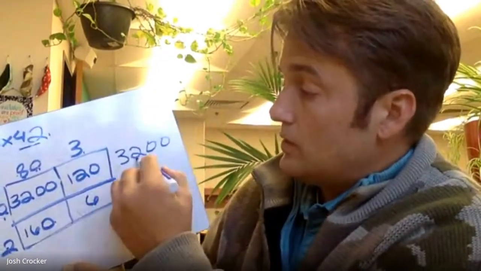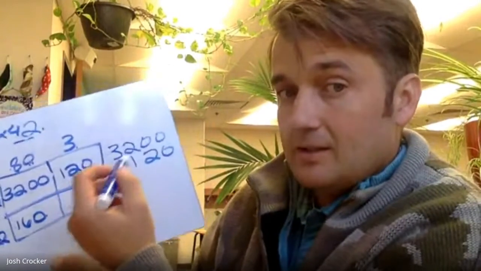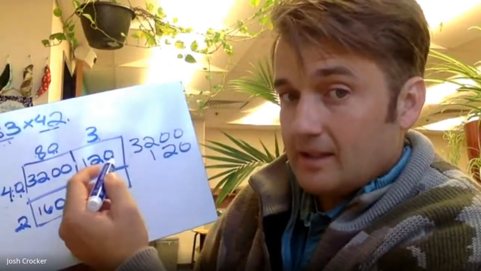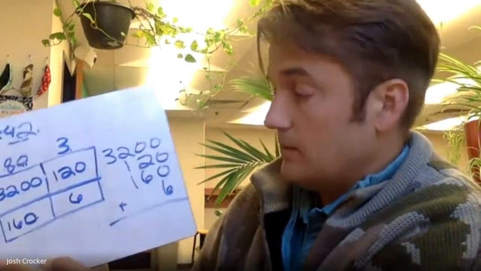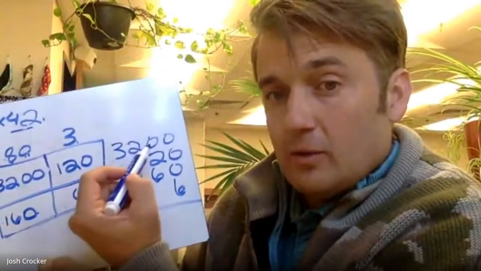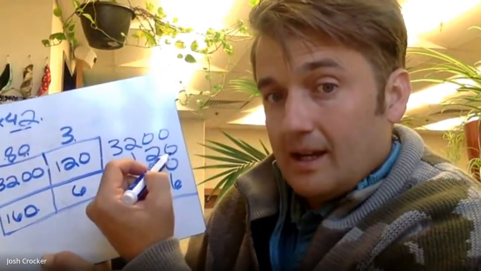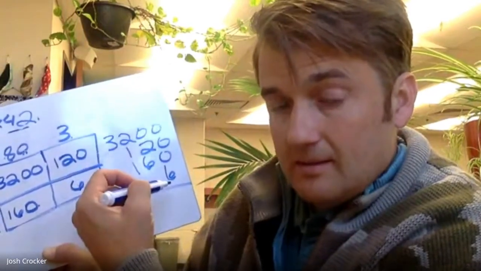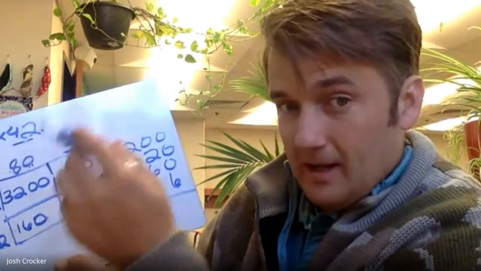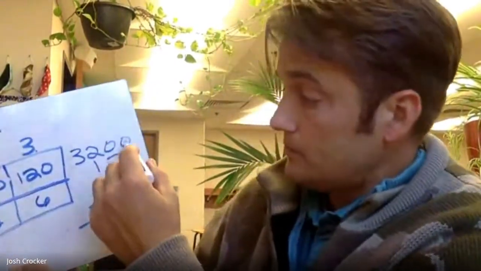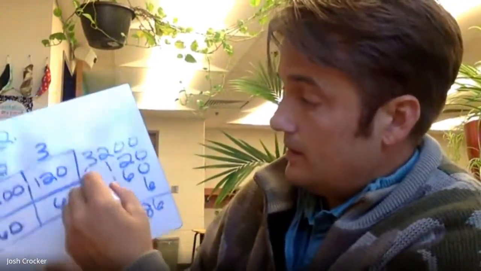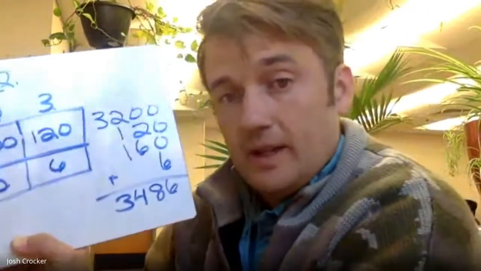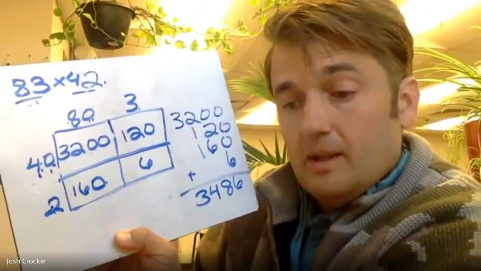3,200, 120, 160, and 6. It's important when you're adding that you line up the numbers by place value. What I mean by that is, in this number, 3,200, this is the ones place. I need to add all the different ones places. If I stacked them on the wrong side, I'd be adding ones and tens and hundreds all together in one column, and that doesn't work. So I have 6. 2 and 6 is 8. That's 4. And that's 3. 3,486. I just added them up.